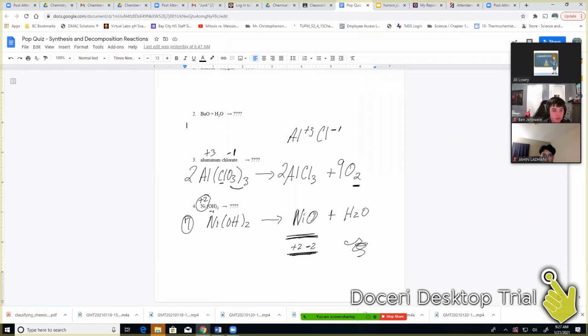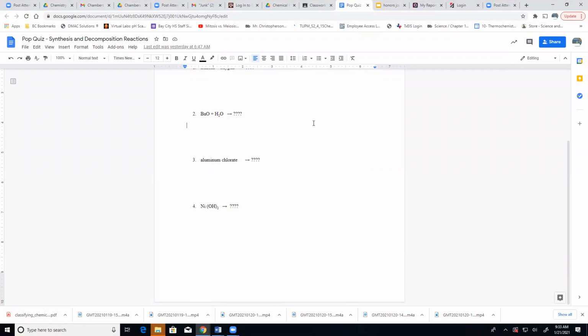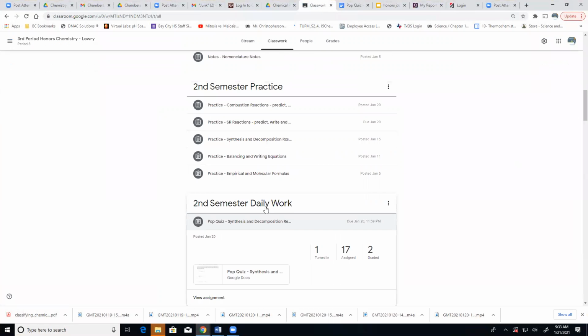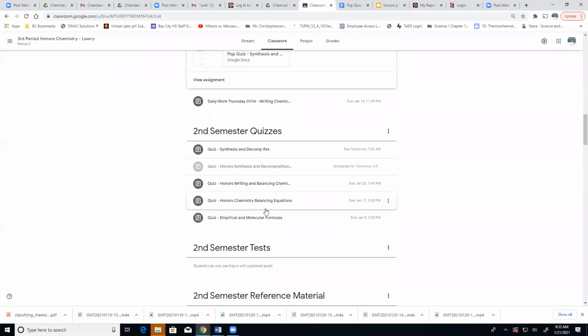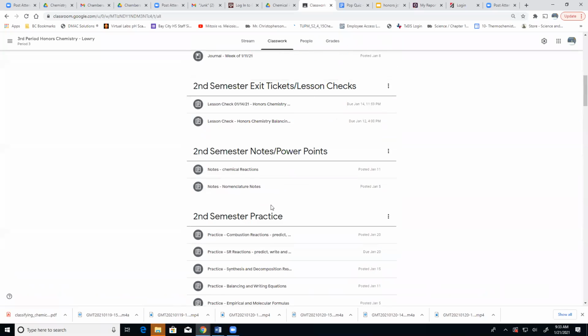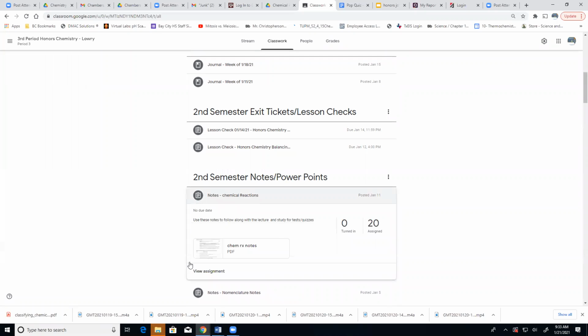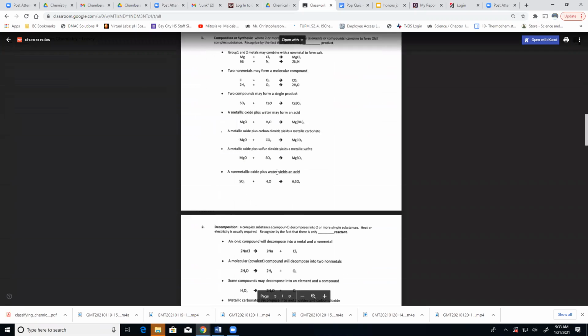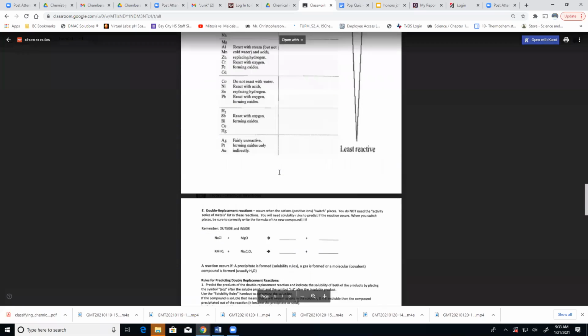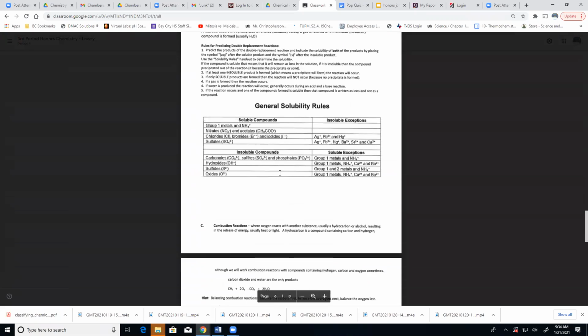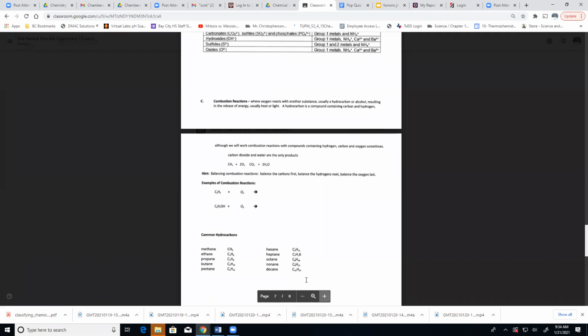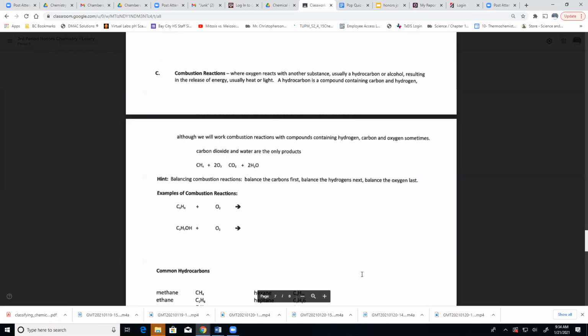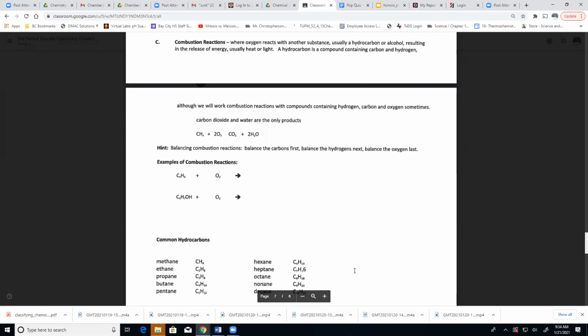All right, we're going to move on to combustion reactions. You actually don't even need your ion sheet for these today. We're going to skip double replacement until next week because those are definitely the most difficult.